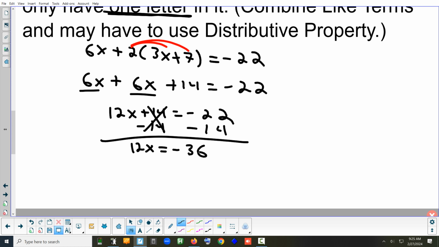Okay, last step in SAM is the multiplying or dividing. Divide. Yep, we're going to divide. And what do we divide each side by? 12. 12 divided by 12 is 1, so that's gone. And we get x equals, and that goes in evenly. What's a negative divided by a positive? Negative. So it's a negative. What's negative 36 divided by 12?